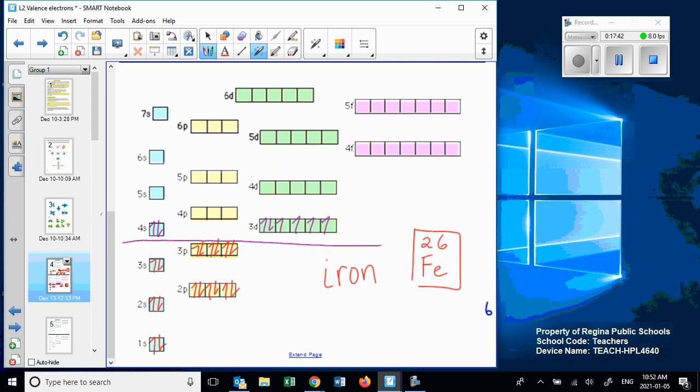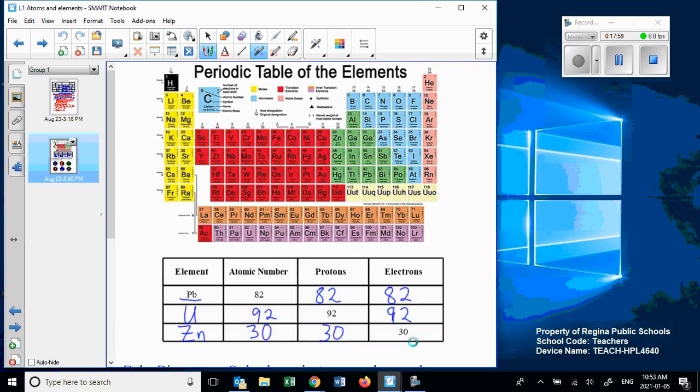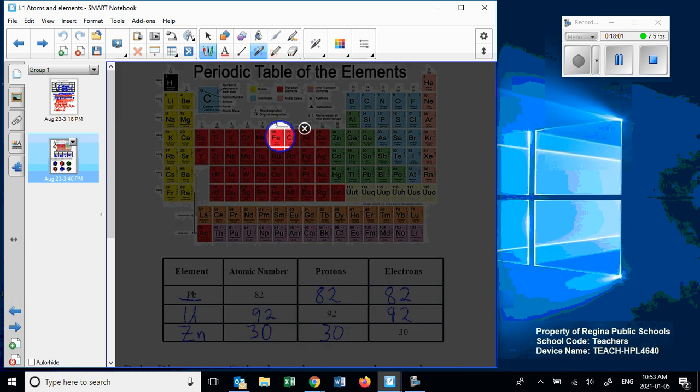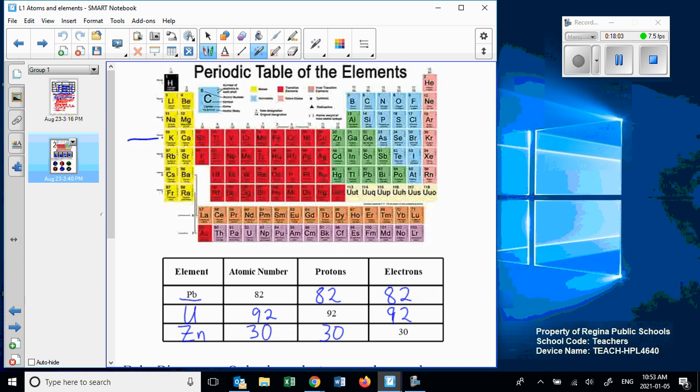As you can see, if you're getting up to uranium or something large, that'd be a lot of writing if you're doing something in the seventh row. So we have a shortcut. Since iron is in the fourth row, we know it has all of the electrons that the third row could contain. And a completely filled third row element is argon.